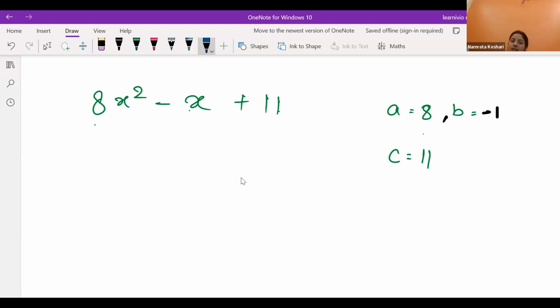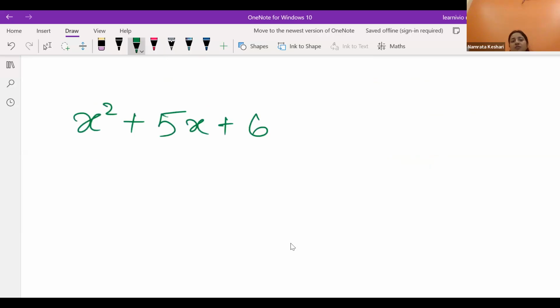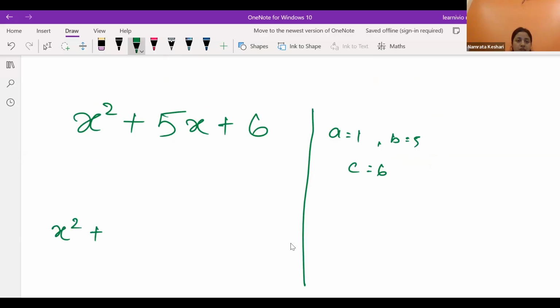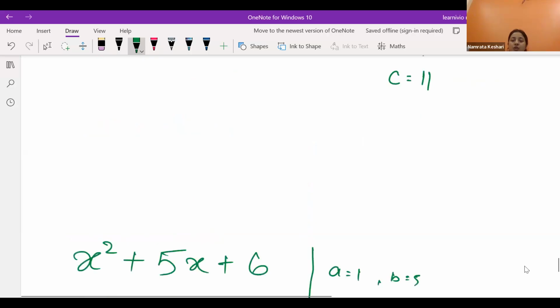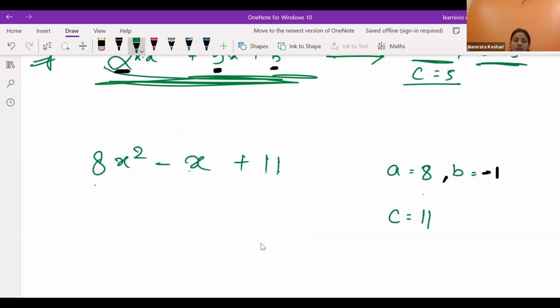If you understood all this, then let's deal with this quadratic polynomial. Suppose we have x square plus 5x plus 6. What is A, what is B, what is C? Please tell me. A is 1, B is 5, C is 6. Perfect. Let me take another polynomial. For the next one, if I ask you what is A, what is B, what is C? A is 1, B is 12, C is 32. Yes, perfect.